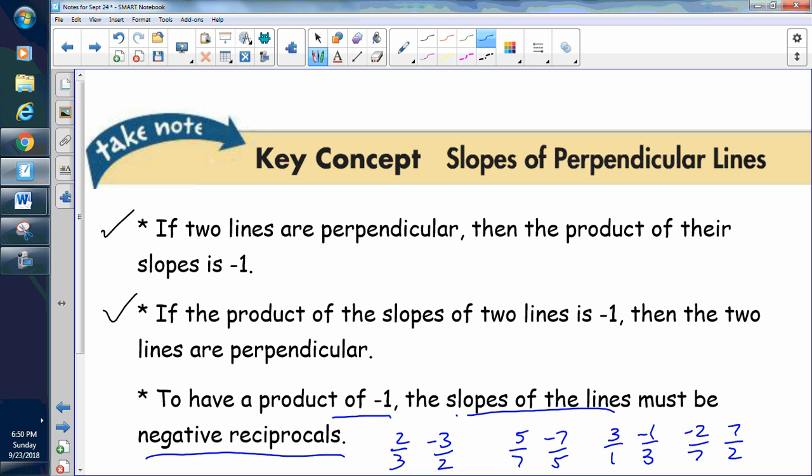So if your first slope is positive, your other one has to be negative. If your first one was negative, your second one has to be positive, and the reciprocal part means we flip over the fraction. And this way, we're going to multiply here.